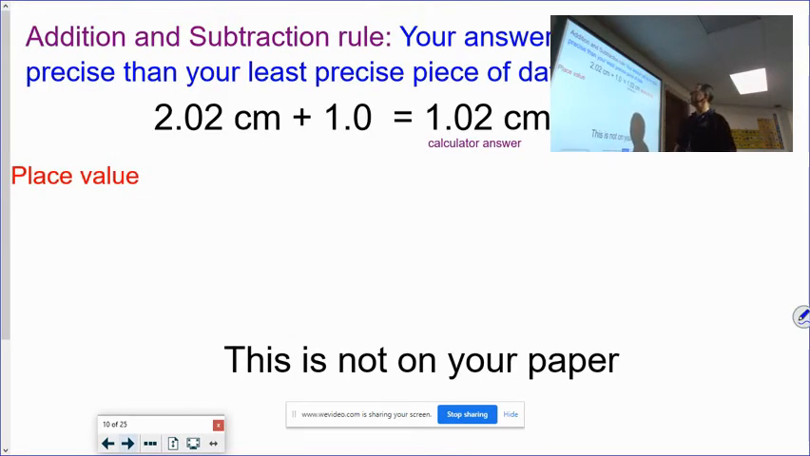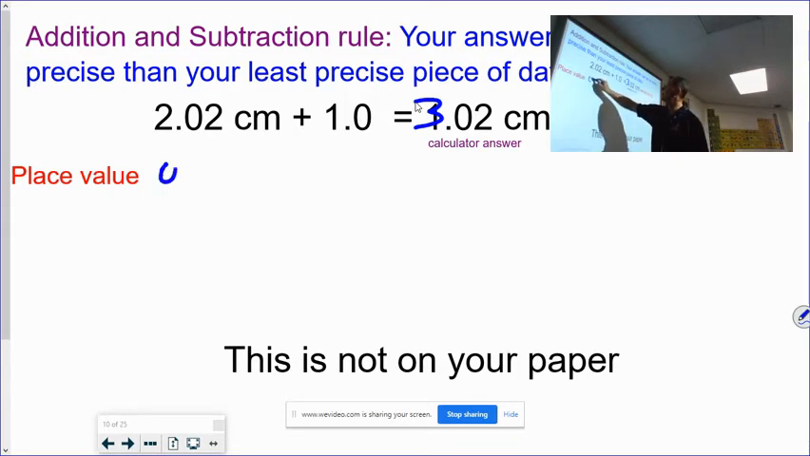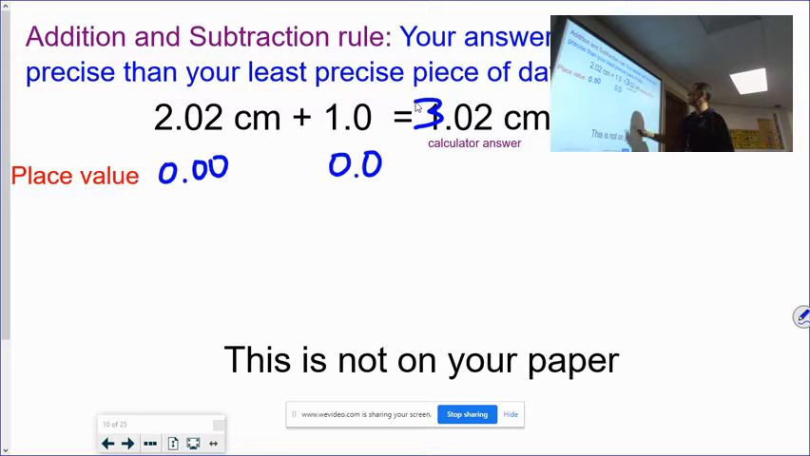So we do this addition, we end up getting a calculator answer of 1.02. Nope, that would be wrong. We should get 3.02. Sorry about that. This one goes to the hundredths place, and this one goes to the tenths place, so our answer could only go to the tenths place. So our true answer would be 3.0 centimeters. So that's how you go about answering those problems. Apologize for that little mistake right there.